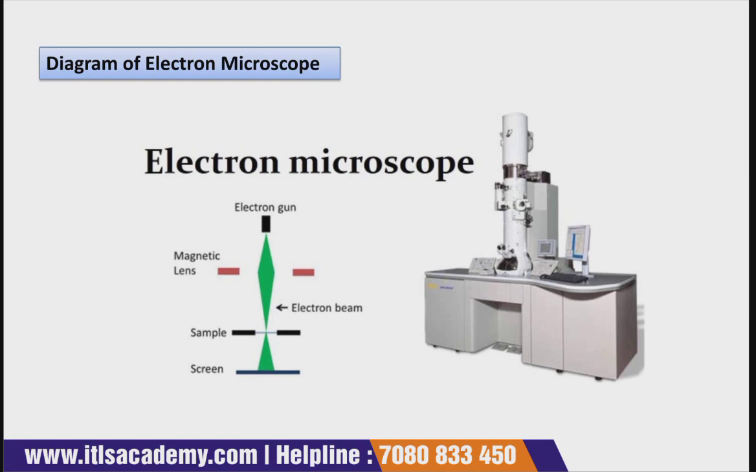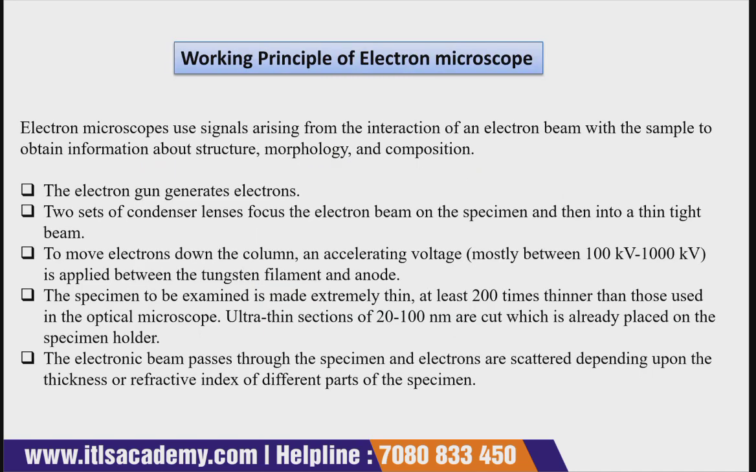So this is the diagram of the electron microscope. If you have seen different industries, this type of microscope is always there, and it has great advantages. This microscope has an electron gun. They have the lens that is known as the magnetic lens. Then they have an electron beam that generally comes from the electron gun. And then they have a sample, and one screen to see. So this is the diagram of the electron microscope.